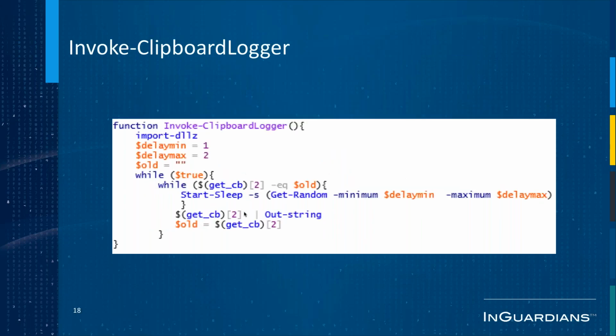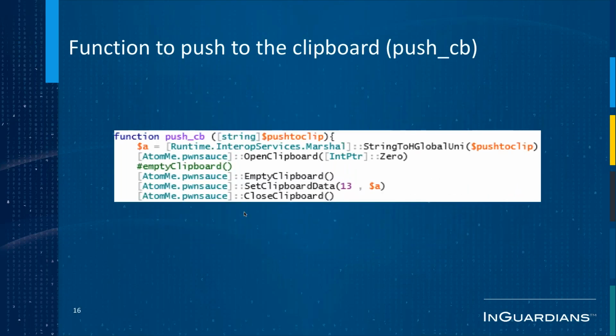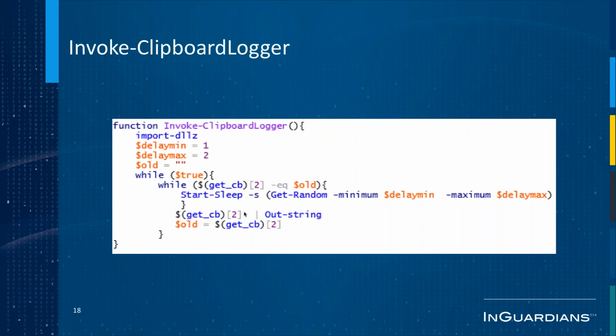So this is the invoke clipboard piece. This is importing the DLLs, just like we saw in the previous piece, using the user32 DLL. I wanted to provide some type of delay min and max so that you don't have the same duration between pulling the request over a period of time. So you can set a delay, but normally for the logger piece, I keep that at a set value of 1 and 2, so that it's either 1 or 2 seconds. Because as soon as someone copies to the clipboard, you want to grab that data from that victim as quickly as possible.